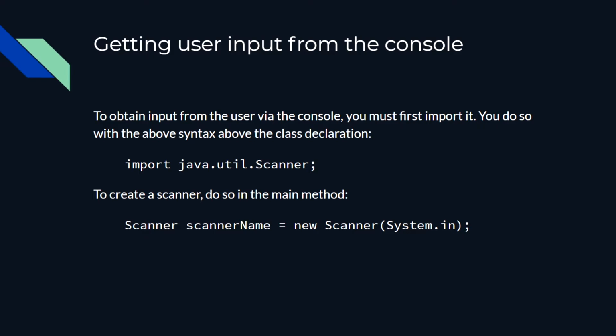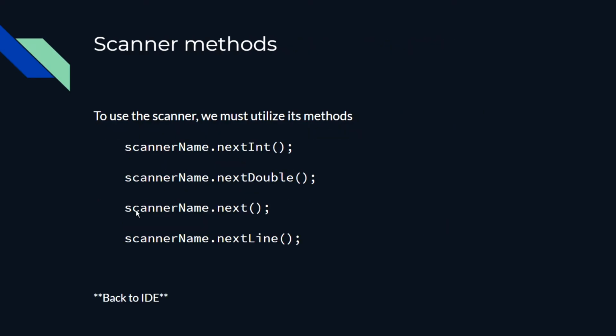Let's say I wanted to change that. Like I say, put a number for x, and you say 10, right? You could do this. It's called getting information from the console, which is what you're using, the console. So to obtain input, you must first import right here, Scanner.